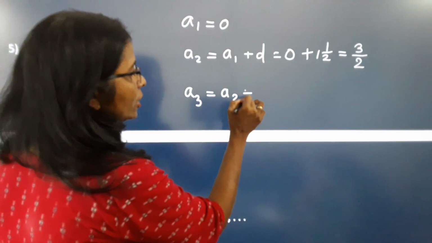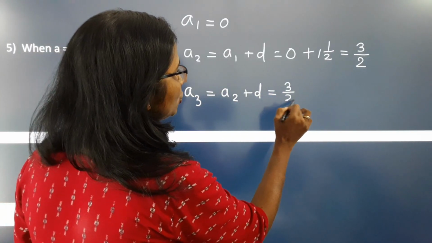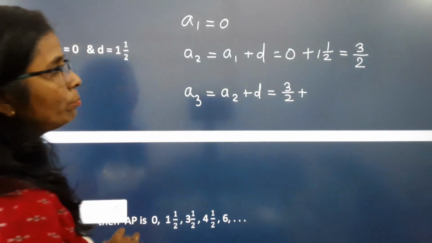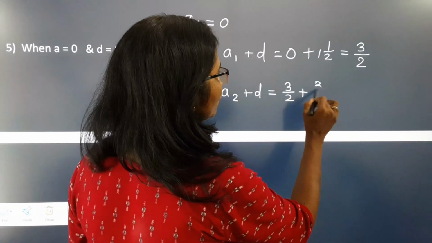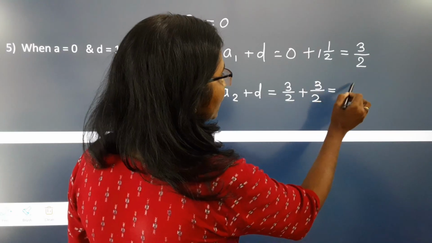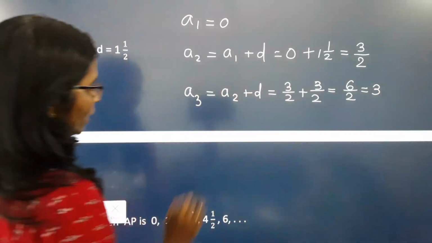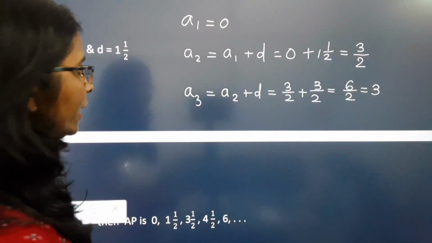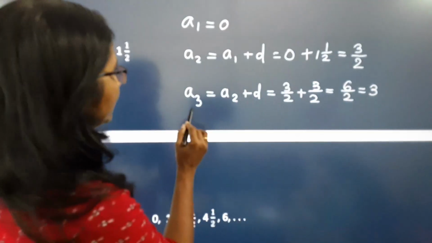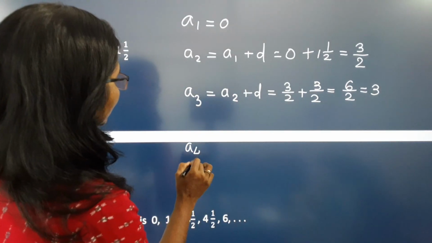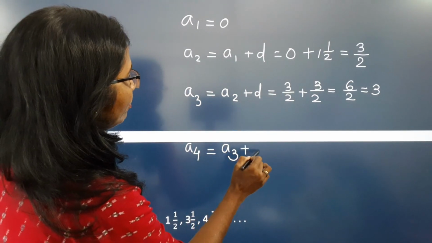Okay. Then calculate A3. The formula is A2 plus D. A2 is 3 upon 2 plus D. D is also 3 upon 2. So 3 upon 2 plus 3 upon 2, that is 6 upon 2, which is equal to 3. Okay, so this way we get the formula here. Now here we have to calculate A4. That means A3 plus D.